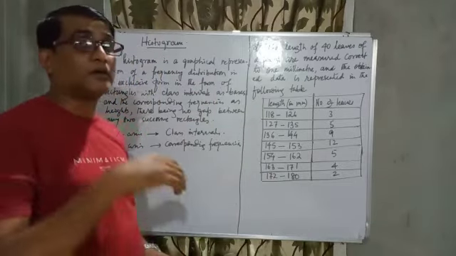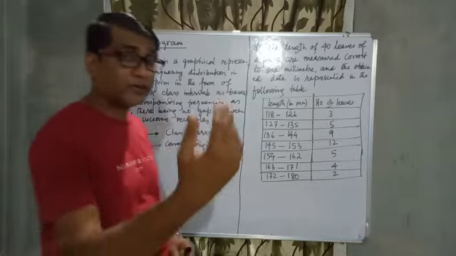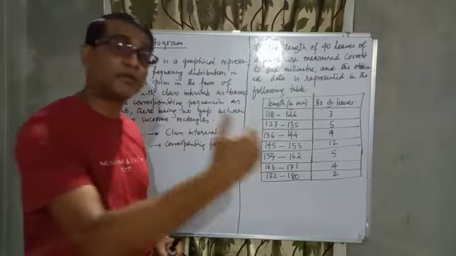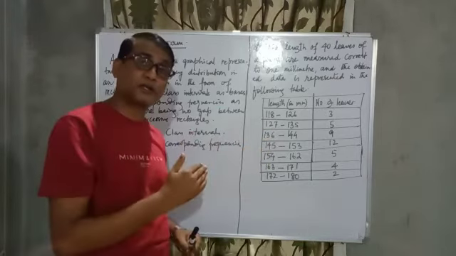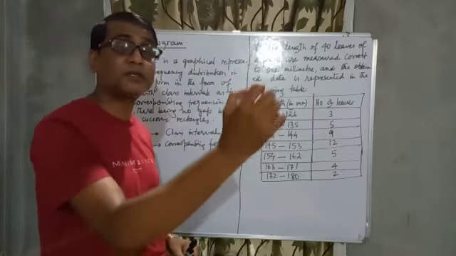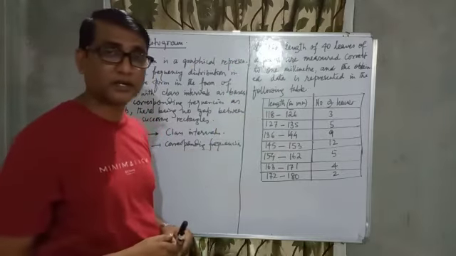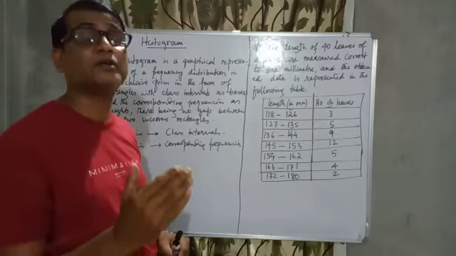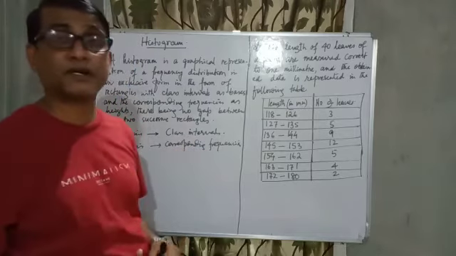The difference between the bar graph and histogram is that a bar graph is also made of rectangles, but in the bar graph there is an equal gap between each and every bar, whereas here there is no gap between any two successive rectangles.